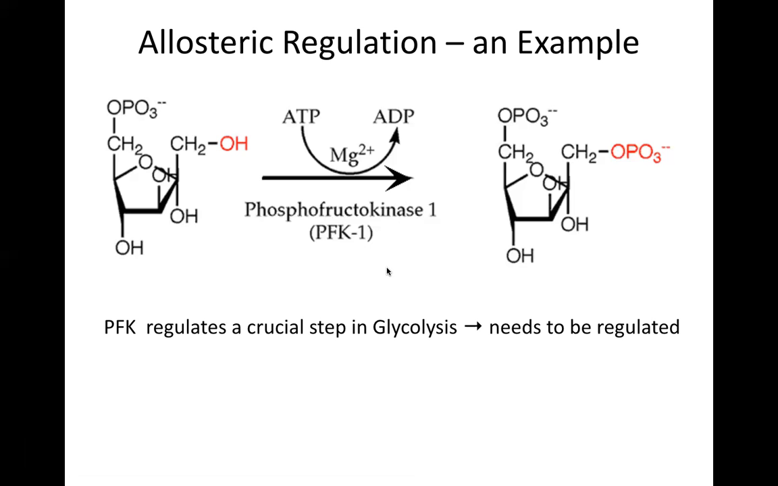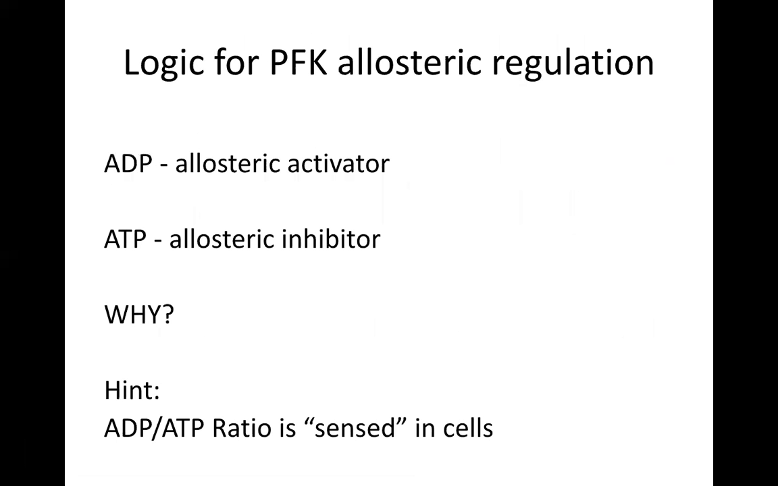Now, when the cell needs a lot of energy, this enzyme is activated a lot. When the cell does not need energy, the enzyme will be downregulated, will be inhibited. So ADP is an activator, whereas ATP is an inhibitor. Why? If you have a lot of ADP in the cell, that means you've run out of ATP. So you need to make more ATP. Glycolysis produces ATP. If you have a lot of ADP, you're going to be activating the enzyme.